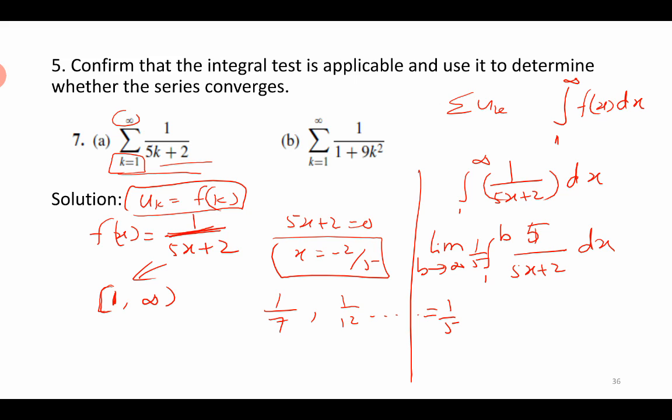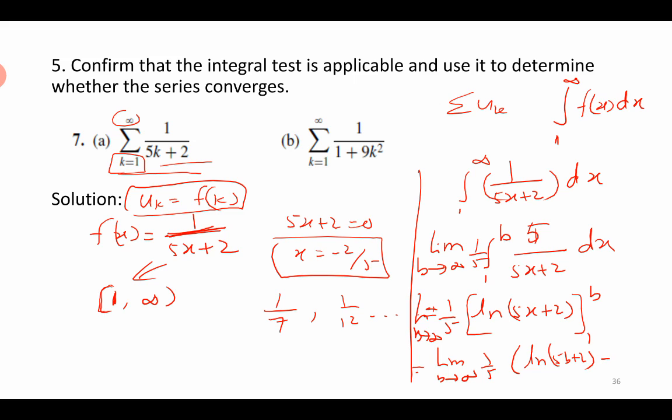This is ln of 5x plus 2, isn't it? And the limit will be from 1 to b. You should take the upper limit, as b goes to infinity. So the limit as b goes to infinity of 1 by 5 times ln of 5b plus 2, minus this 1, ln 7.